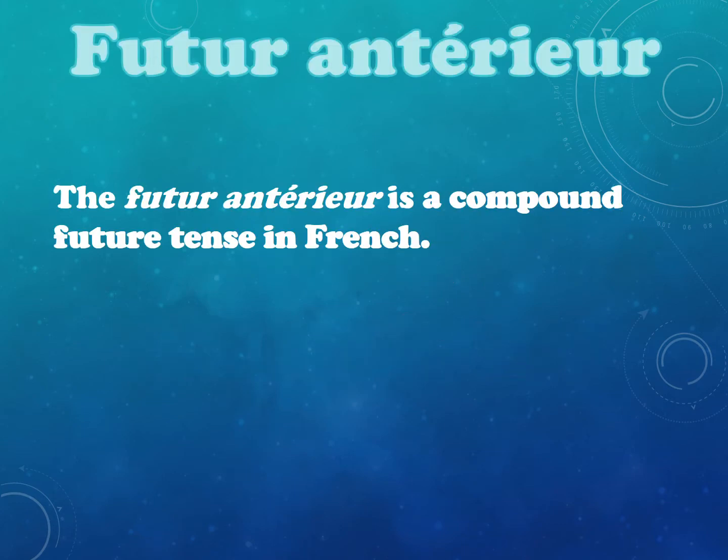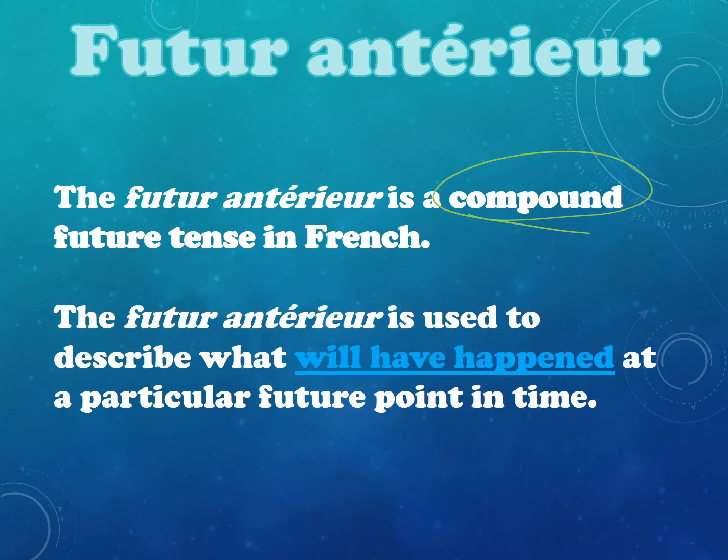The Futur Antérieur is another compound tense in French. These are tenses, remember, that have more than one part. The very first compound tense you learned was the passé composé. The futur antérieur is used to describe what will have happened at a particular future point in time.